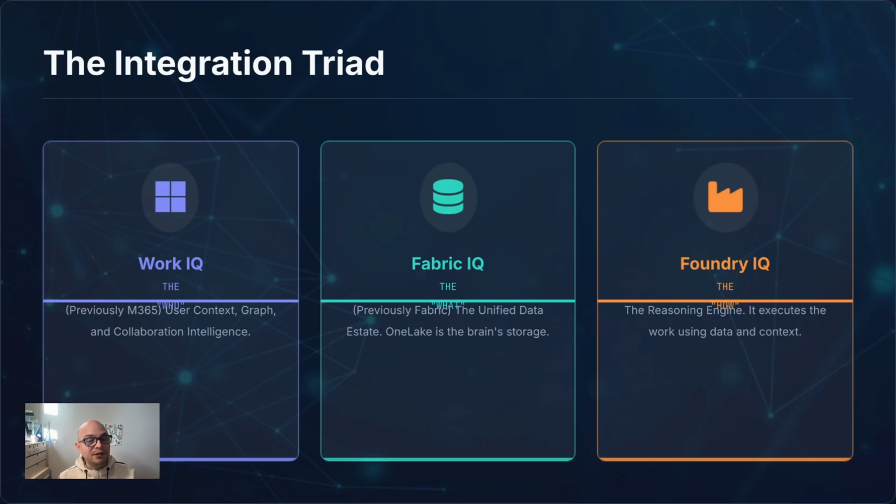Then Fabric IQ, the what. This is the business data brain. It holds your SQL data, your PDFs, your Parquet files in OneLake. It is the single source of truth. Then Foundry IQ, the how. This is the engine we are building here. It takes the context from Work IQ and the facts from Fabric IQ and uses reasoning to execute an action.